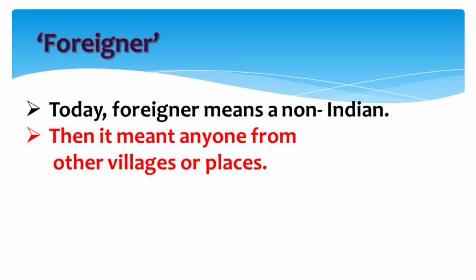Then it meant anyone from other villages or places. If someone comes from another village or another place to my village or to my place, I call him a foreigner. He is a foreigner to me. So anyone from another village or another place is a foreigner to me. So the word foreigner had two different meanings. Do you get me? The word foreigner is the same, but it had two different meanings in two different periods.